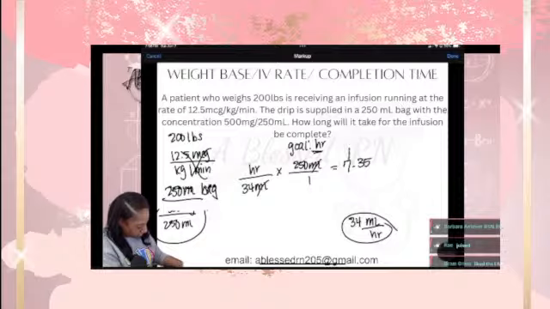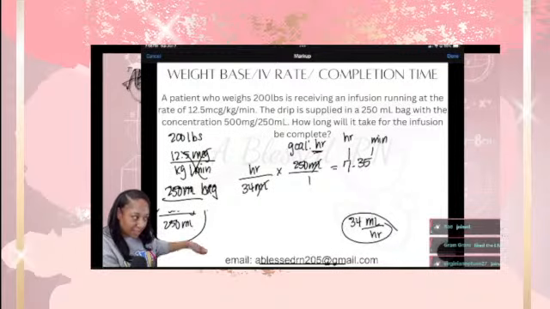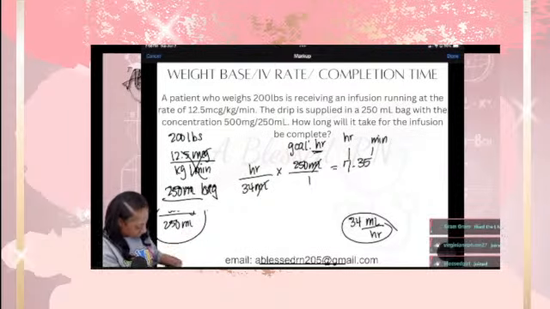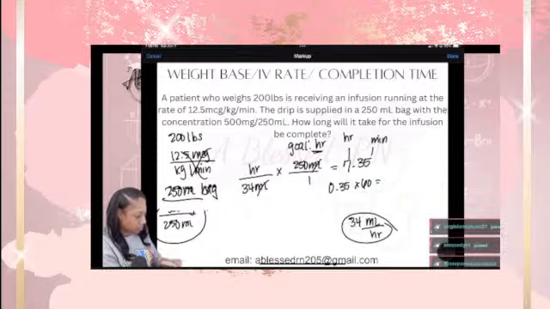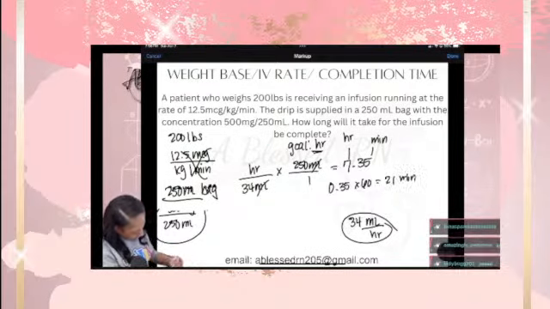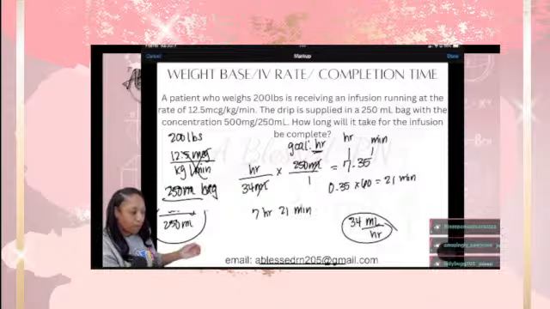7.35. So this part is the hour part and this part is the minute part. Everything after the decimal is the minute part. I don't know what 0.35 minutes is, so you're going to have to take 0.35 times 60 and it'll tell you the true number of minutes. And that's going to be 21 minutes. So it'll take 7 hours and 21 minutes for this infusion to complete.